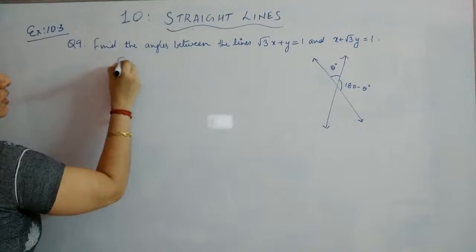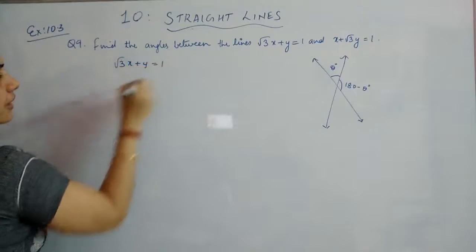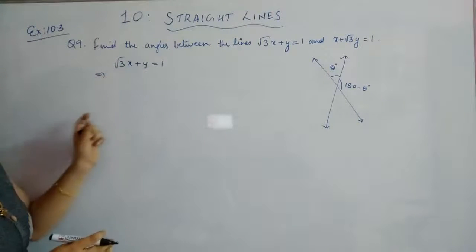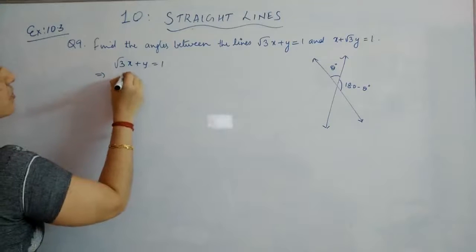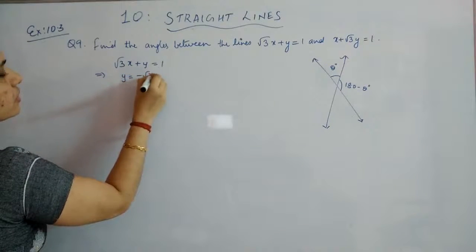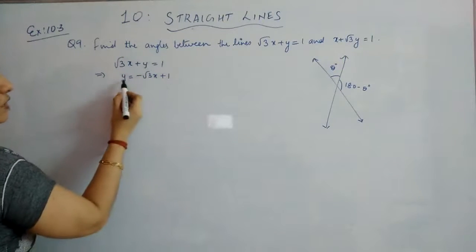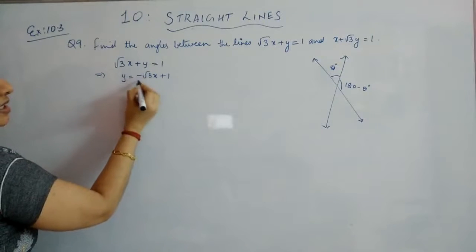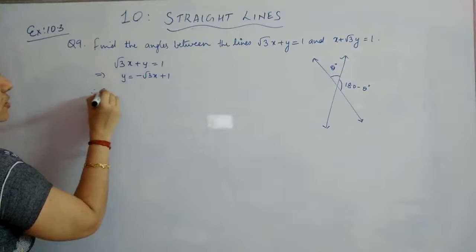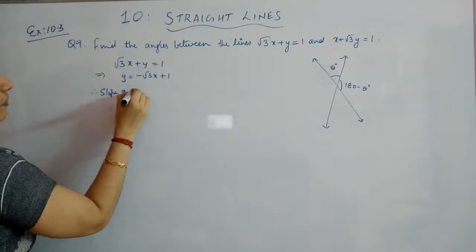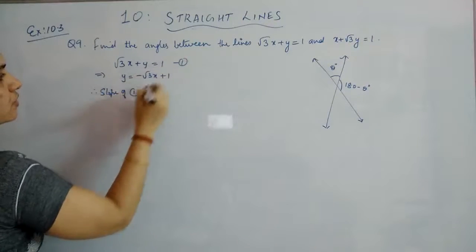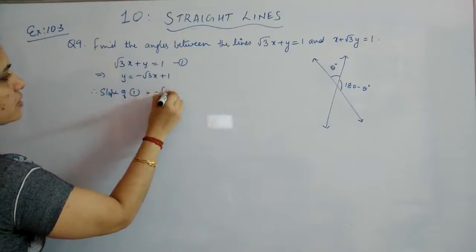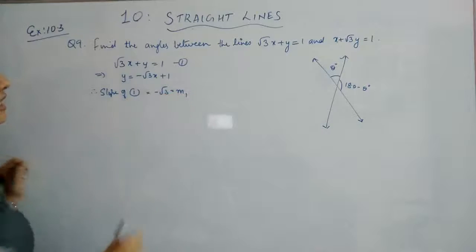First line is root 3x plus y equal to 1. We have to make it as y equal to mx plus c so that you will get the slope. So it is y is equal to minus root 3x plus 1. This is in the form y equal to mx plus c, where this is the slope. Therefore, the slope of equation 1, the line 1, is equal to minus root 3, and this will be taken as m1.